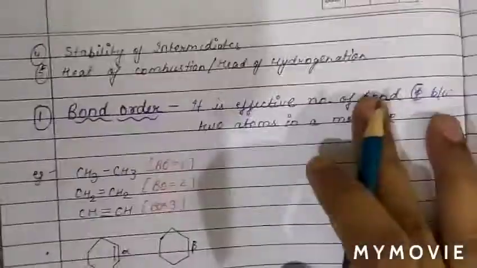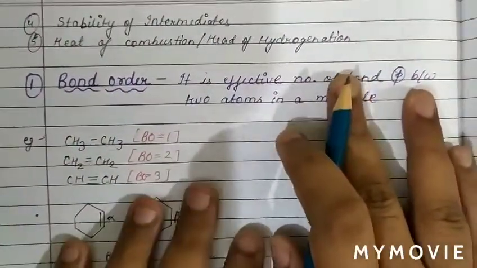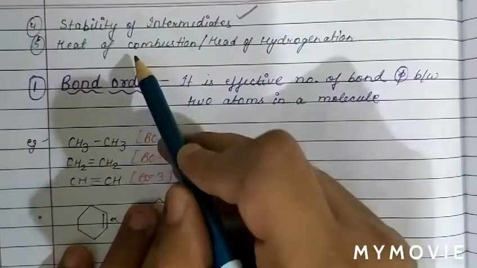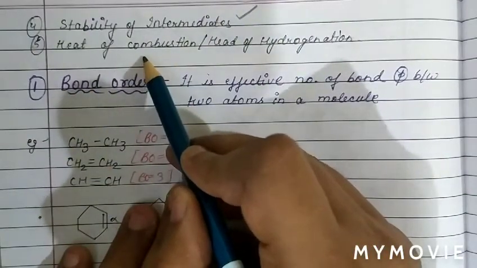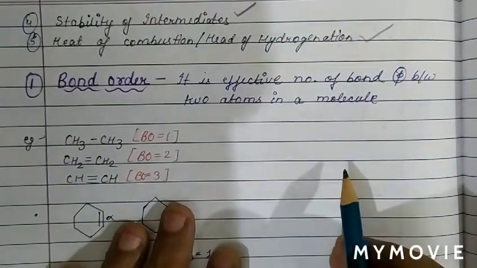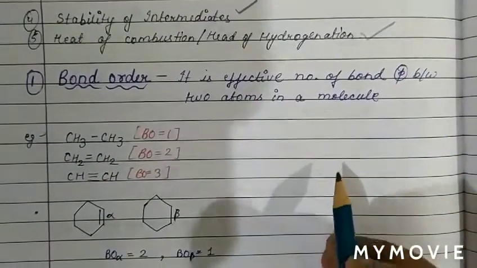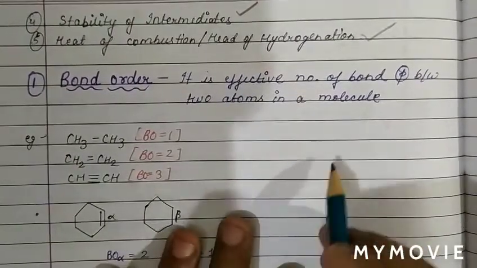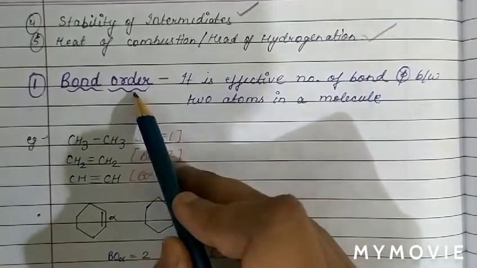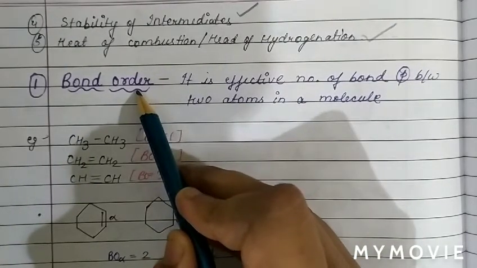And also on the basis of resonance, we can compare the stability of intermediates, and also on the basis of resonance, we can compare the heat of combustion and heat of hydrogenation. Now the first application of resonance we are going to study is calculating the bond order on the basis of resonance.